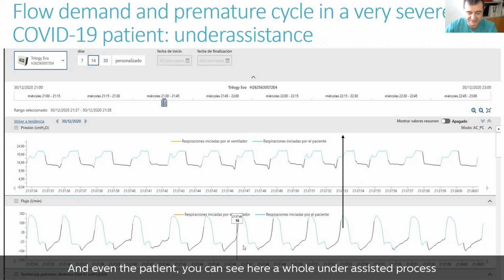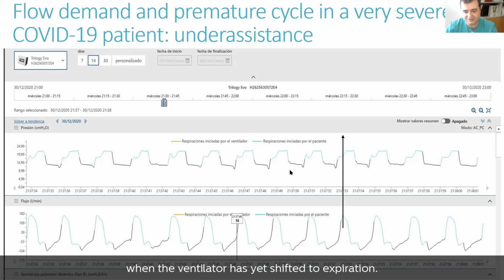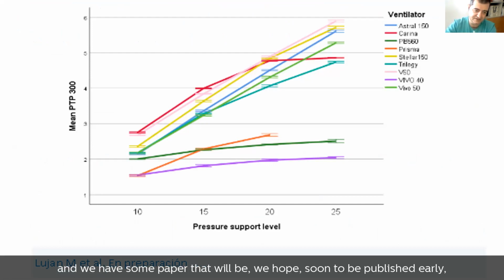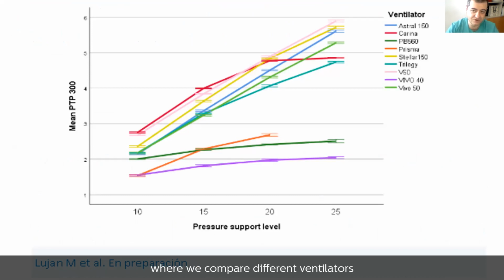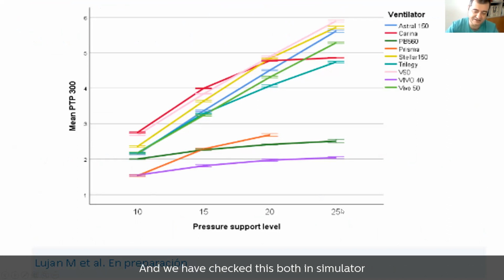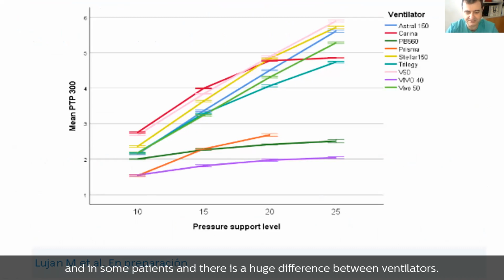And even the patient, you can see here a whole under-assistance process where the patient is still exerting some inspiratory demand when the ventilator has just shifted to expiration. We have taken a look with Manel Luján, and we have a paper that we hope will be sent to be published early, where we compare different ventilators and their ability to maintain pressure, to pressurize under different pressure support levels. And we have checked this both in a simulator and in some patients.